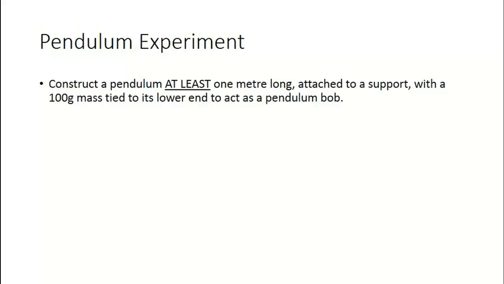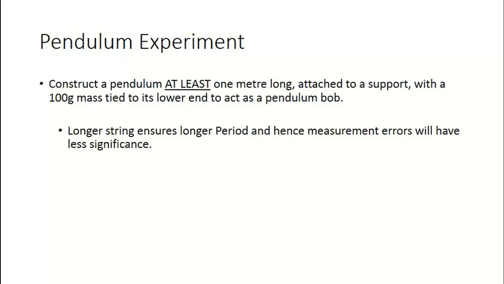You need to attach that to an appropriate support, so something like a retort stand with a clamp. And you need to tie an appropriate mass, around about 50 to 100 grams, at the lower end to act as a pendulum bob. So the reason why we use something of length at least 1 meter is to ensure that the period of the pendulum is relatively large.